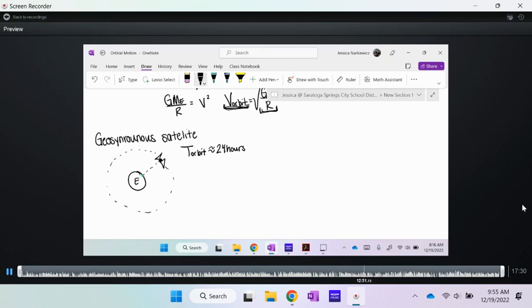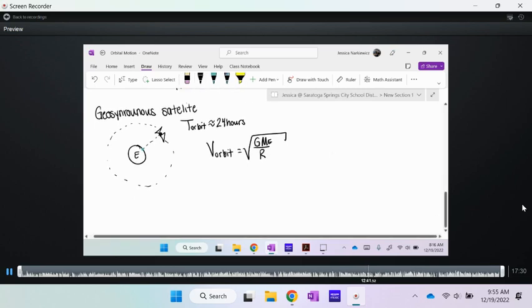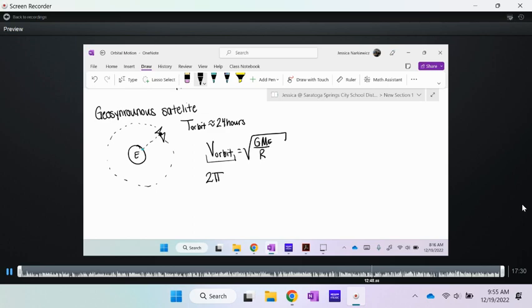So what scientists do is they take this v-orbit equation that we just came up with, square root of GME over R, and they say, okay, well, this speed here is really the speed of something moving in a circle, which is equal to the circumference over the period. And then they solve for this period, because if we need this period to be something specific, we need the rest of it to match up.